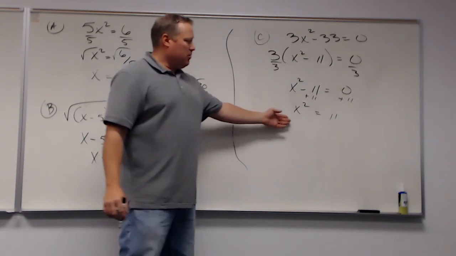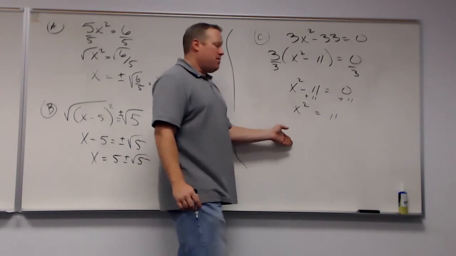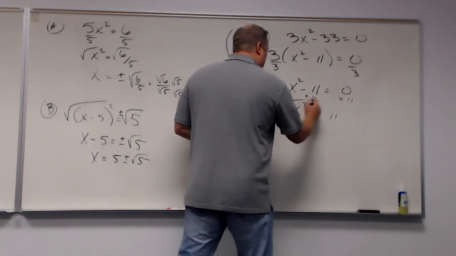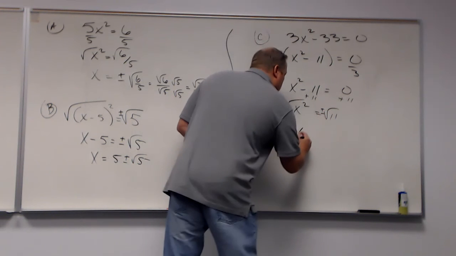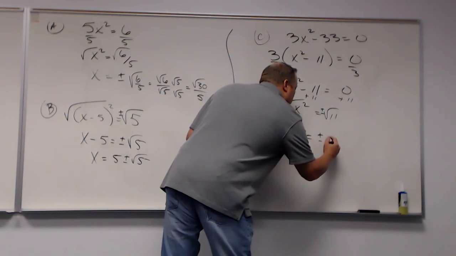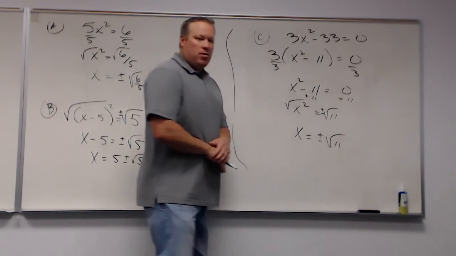And again, you have a variable squared. You have to consider the fact that it equals plus or minus the other side when you take the square root of it. So when that x comes out, it can equal plus or minus the square root of 11.